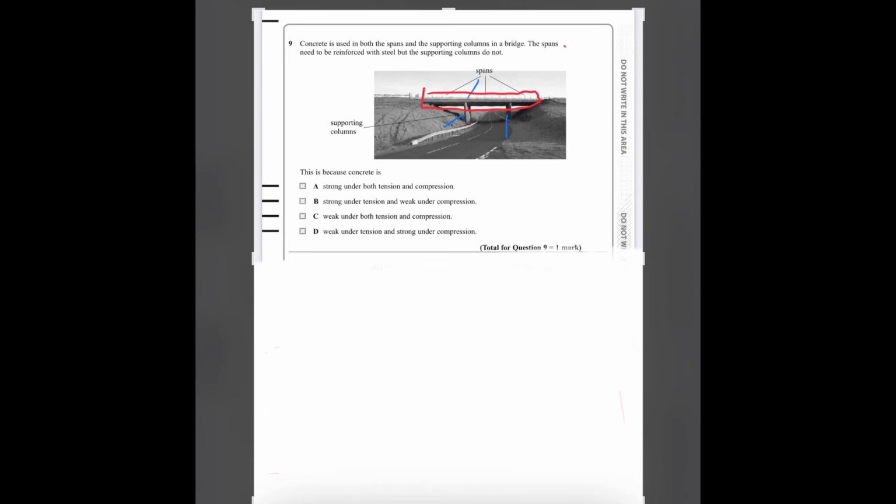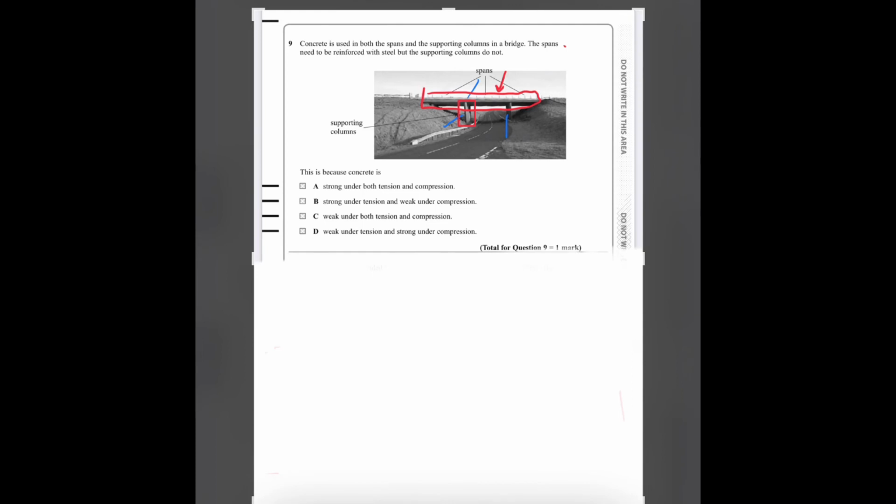So what does it mean? It means that in the span, since we are using both steel and concrete, only concrete is not enough, and in the supporting column concrete is enough, we do not need steel. So we need to identify if the spans and the supporting columns are compression force or tensile force.